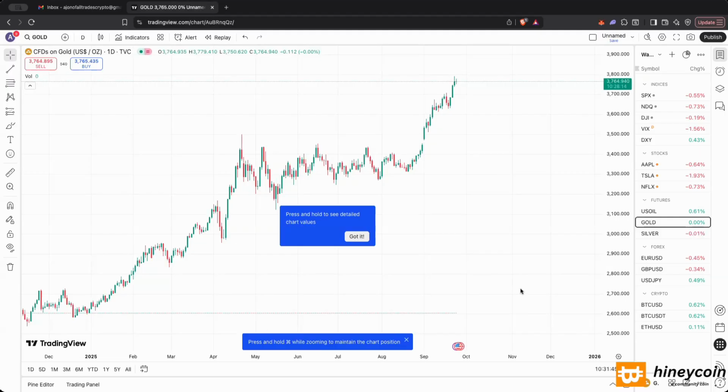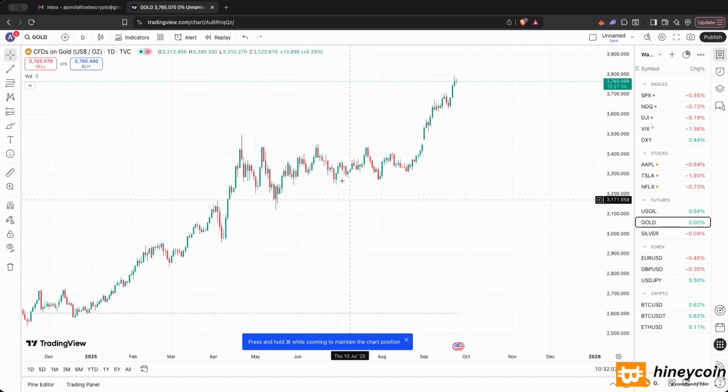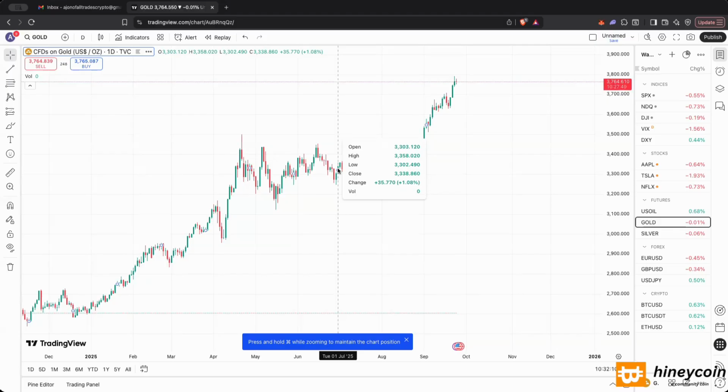Bear in mind as well, if you do log in and you see little pop-ups like this or like this down here, depending on whether you use a Mac or a PC, I'm currently on a Mac, there are some shortcuts and tips that you can use as well. For instance, press and hold to see detailed chart values. So you click got it, and if you press and hold, it should give you the values of a specific stock or derivative or cryptocurrency on whatever the time frame is. This is the day chart for gold, and in this case, it gives you the open price, low price, etc. A few things like that.